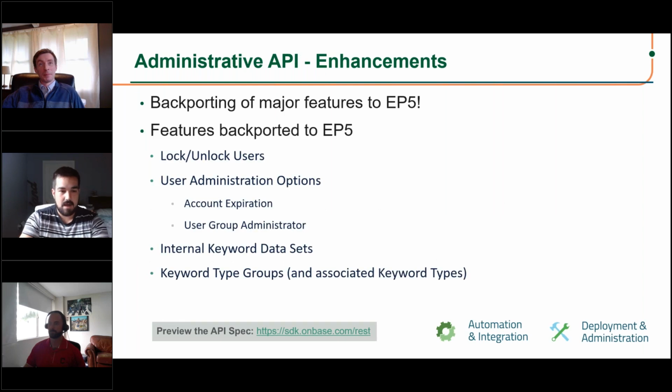And we did keep in mind, a lot of these functionalities, a lot of these features we added into 22.1 were requested in EP5. So we did backport a good portion of our new pieces in 22.1 back to EP5, such as lock and unlock users, some of the user admin options, along with internal data sets. So again, the OAP is not available in EP5. It is initially released in 22.1, but we did want to bring these features and functionalities to those of you on EP5 through the API, so you could, as mentioned, build out screens as you see fit.